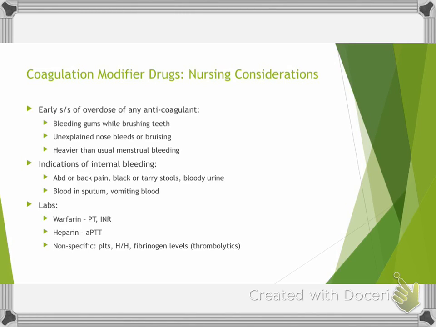So early signs and symptoms of overdose of any anticoagulant are bleeding gums, unexplained nosebleeds or bruising, heavier than usual menstrual bleeding. We want to make sure that we watch all puncture wounds. Indications of internal bleeding, they're listed there. Make sure you know these, okay? And then the labs that you're checking, along with liver and renal function labs.